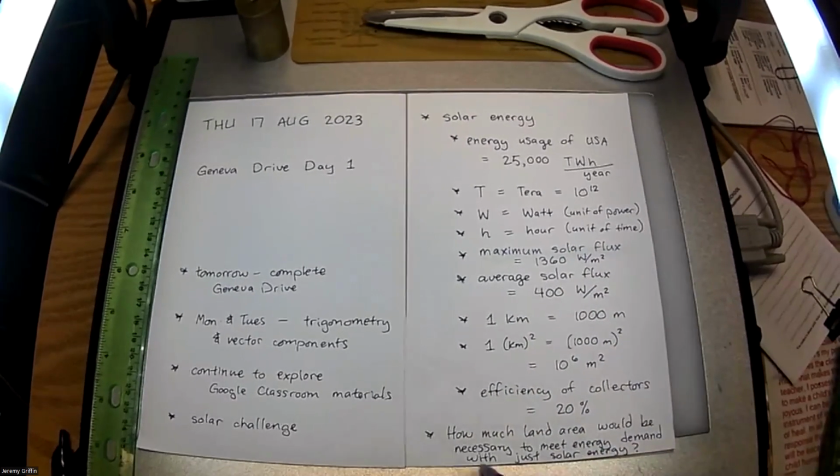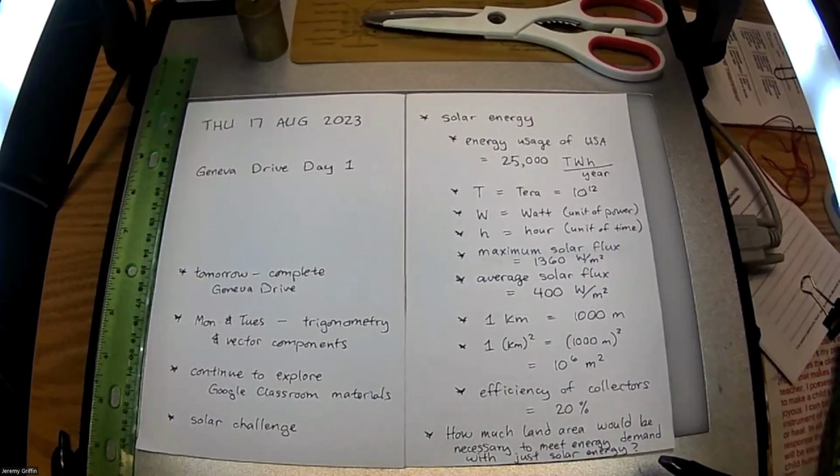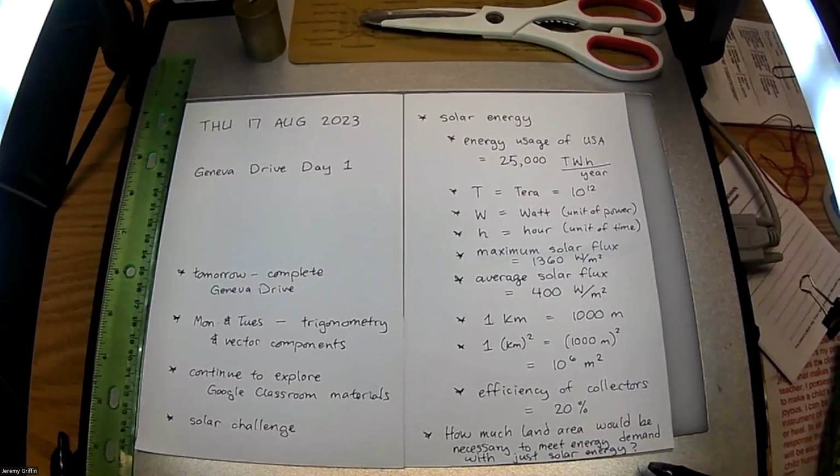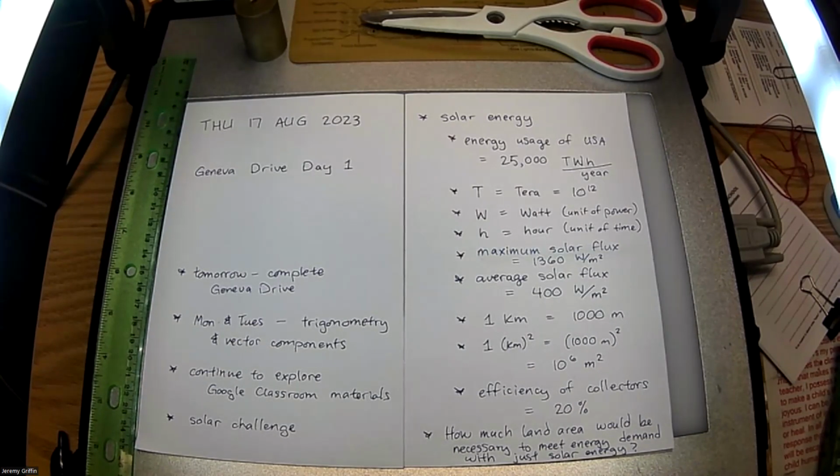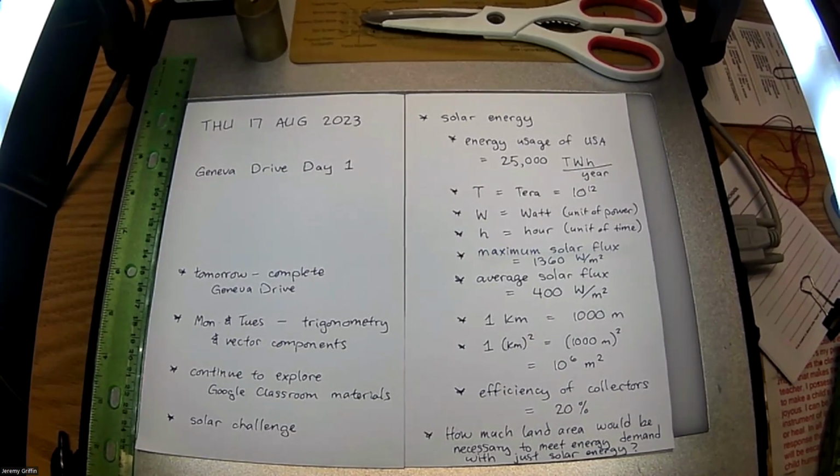So the question here at the bottom is: how much land area would it take to meet energy demand for the entire United States with just solar alone? So all you have is solar energy. Let's say you go out to Arizona, buy a bunch of land, and have a bunch of solar panels. How much land area do you need?